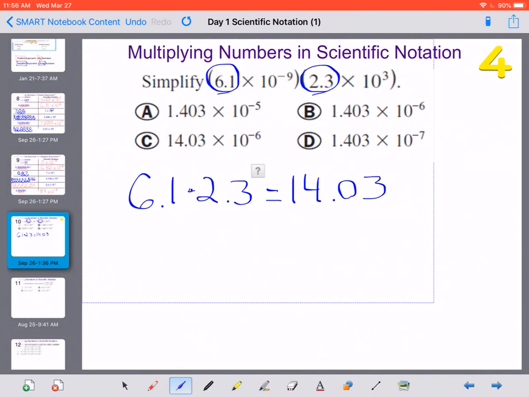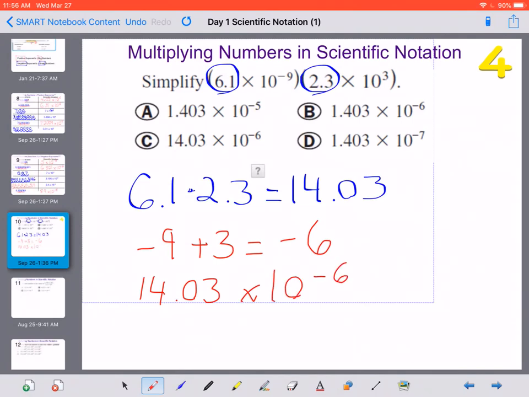But now I need to multiply my exponents. Now when I'm multiplying exponents, I'm going to add them. So my exponents are negative 9. Now I'm going to add 3. So when I add those together, what I get then is a negative 6. So right now we have 14.03 times 10 to the negative 6th.